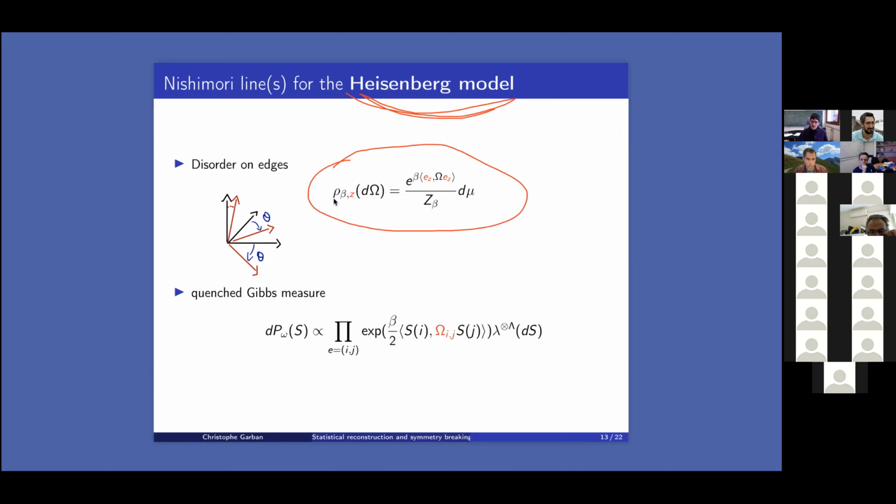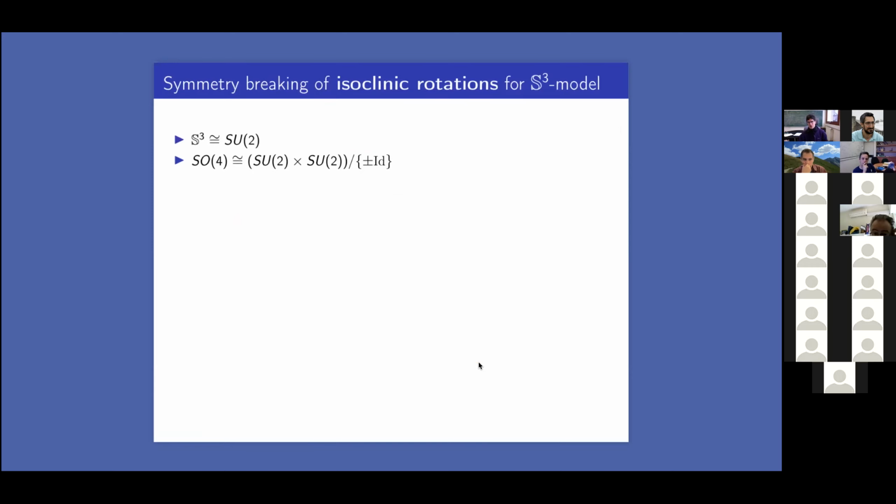But those Nishimori lines are less isotropic in a way, so we need to prescribe an axis along which we define a disorder. And the effect of that is that the quenched Gibbs measure doesn't have any more a continuous symmetry. So in that case, we cannot really say that we break a continuous symmetry. It's more of a discrete symmetry in that case, except in a few cases.